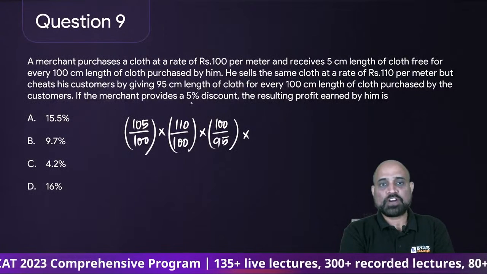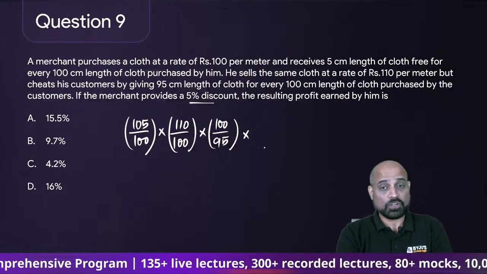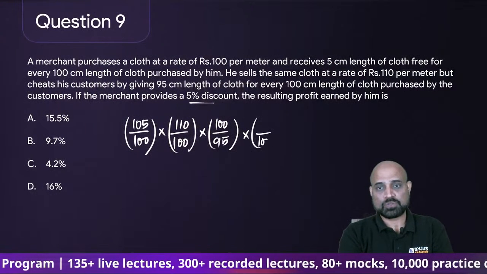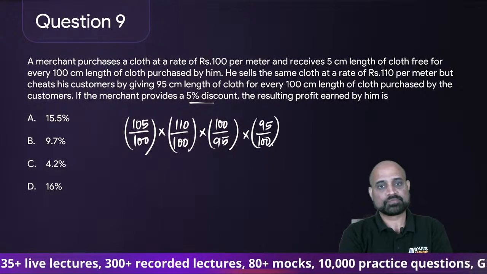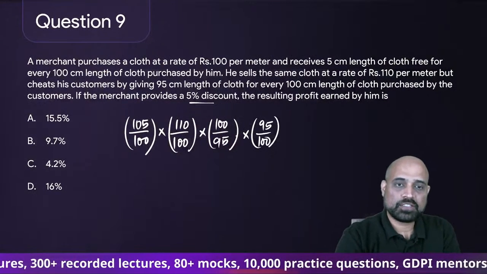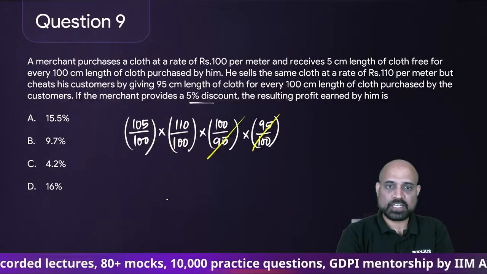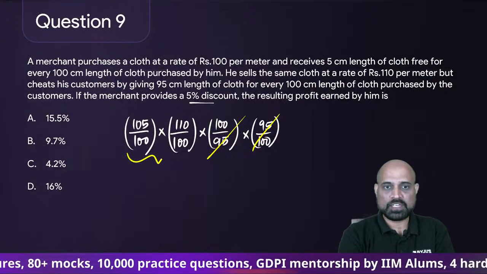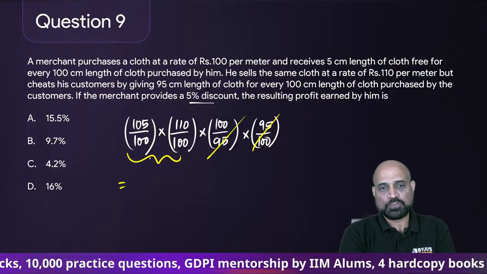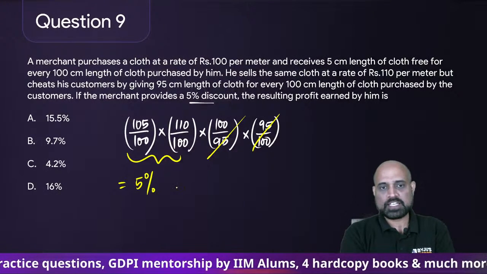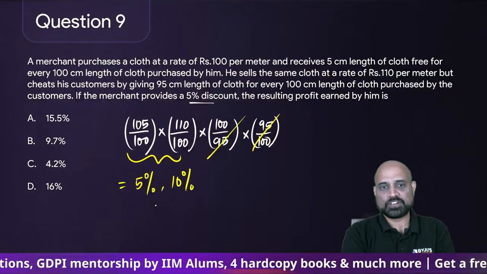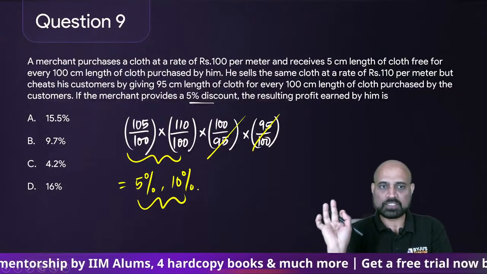And he provides a 5% discount. Now discount is like a loss to him. So 100 rupees में उसको केवल 95 rupees आता है. So if you look at this, you will realize 105 ये cancel out हो जाएगा और हमारे पास केवल ये बचेगा. Now, if you pay attention to this, this is like successive of 5% and 10%. 5 and 10 का successive 15 से ज़्यादा होता है.